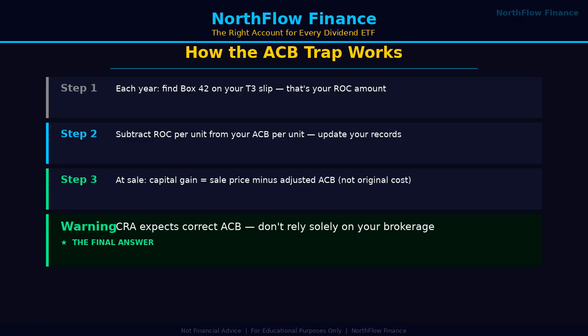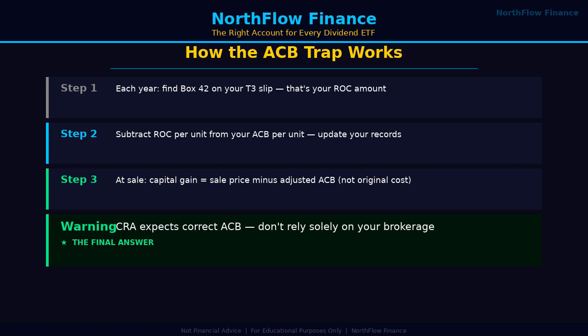For example, you bought 1,000 units of an ETF at $10 each. Your initial ACB is $10,000. In year 1, you receive 50 cents per unit in return of capital, $500 total. Your new ACB is $9,500. In year 2, another 50 cents per unit. ACB is now $9,000. 10 years later, your ACB might have dropped to $7,000, even if the unit price hasn't changed. When you sell at $10, you have a capital gain of $3,000, not zero.